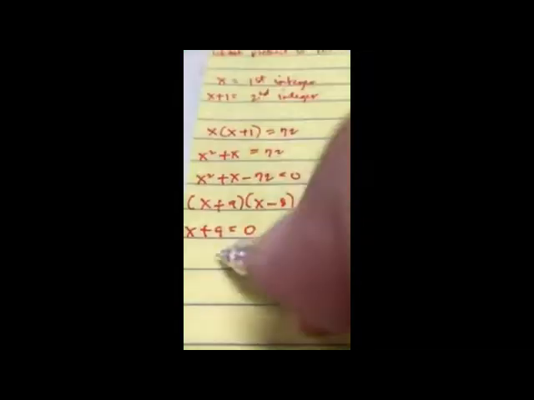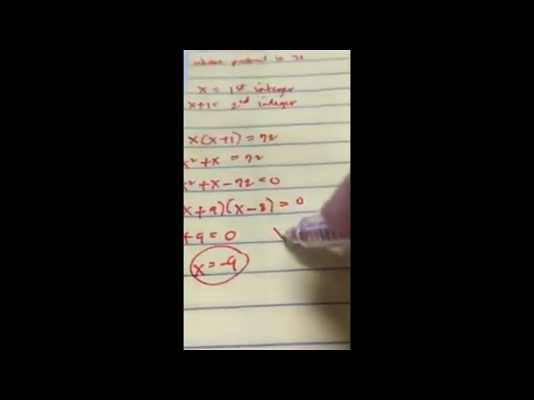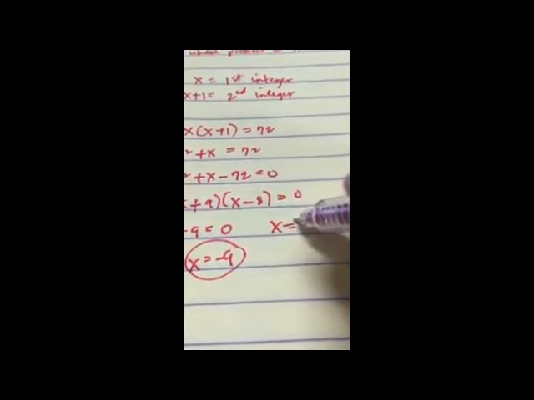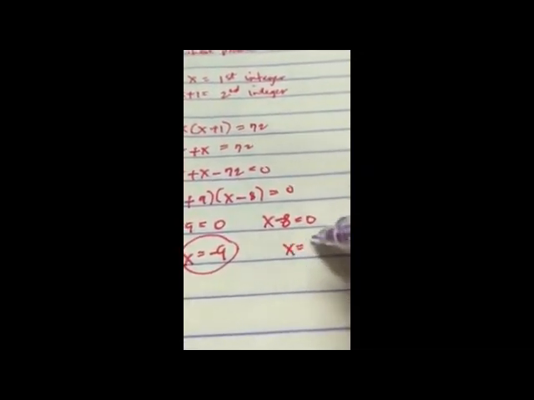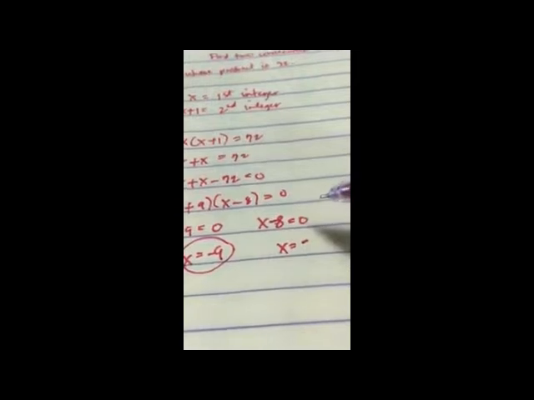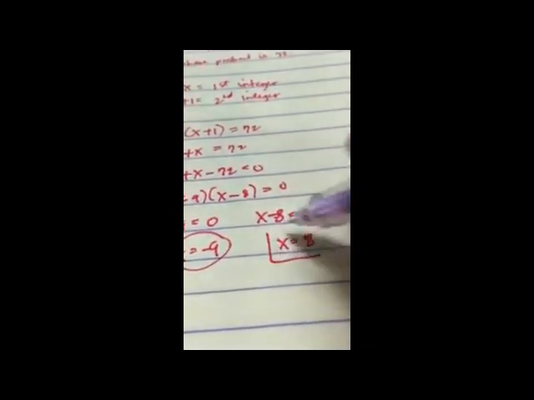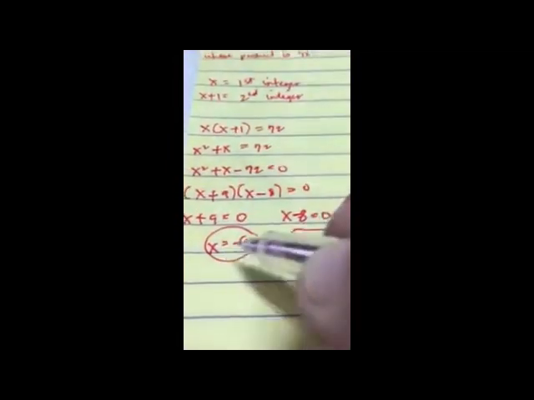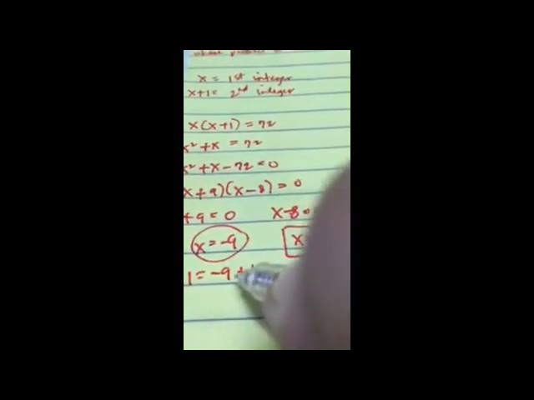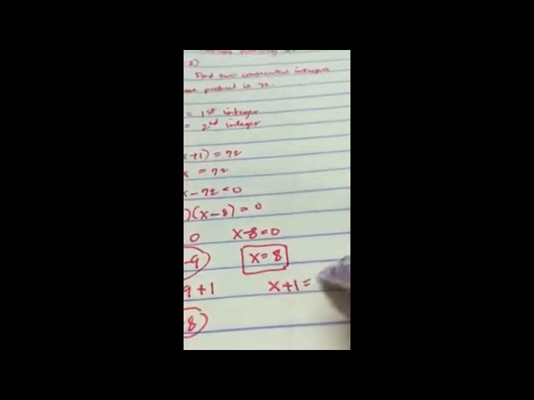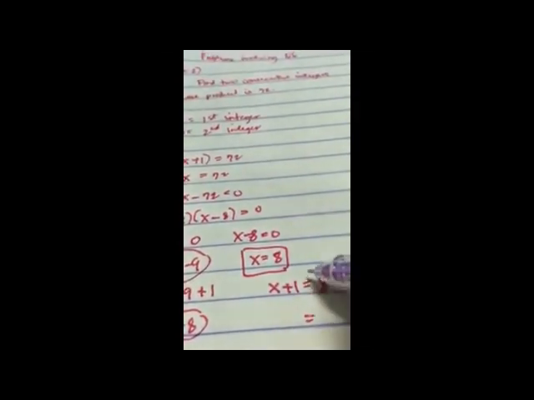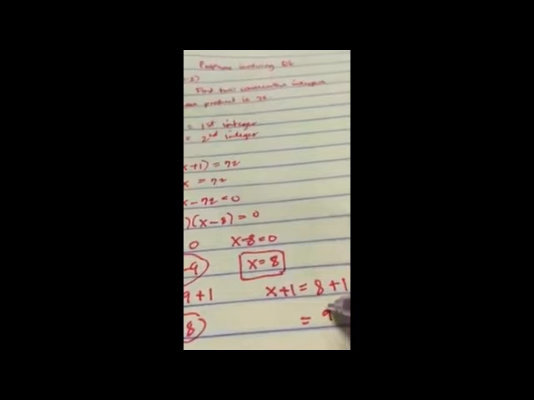Then we separate: x plus 9 equals 0. So x equals negative 9. The other side is x minus 8 equals 0. So x equals 8. So if we continue with our representation coming from x, the second integer is negative 9 plus 1, which is negative 8. On the other side, x plus 1 equals 8 plus 1, which equals 9.